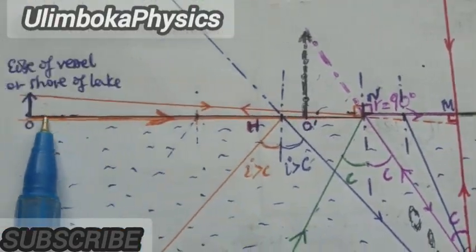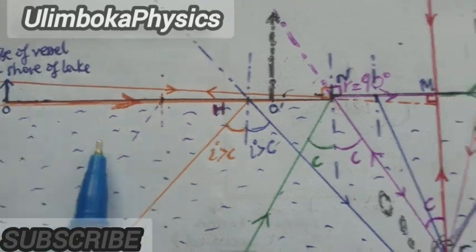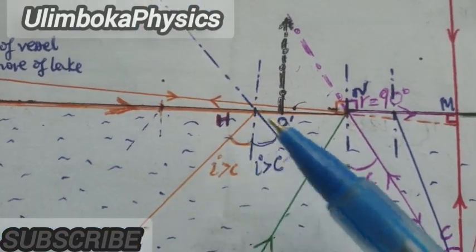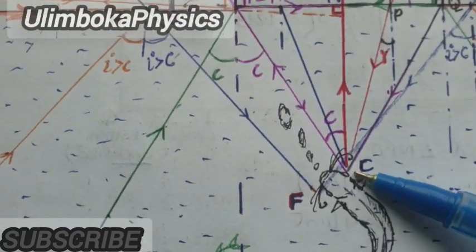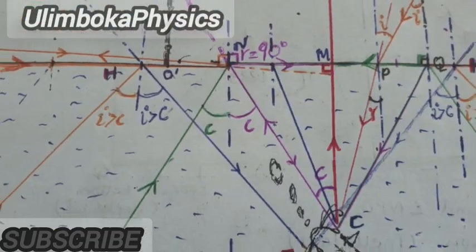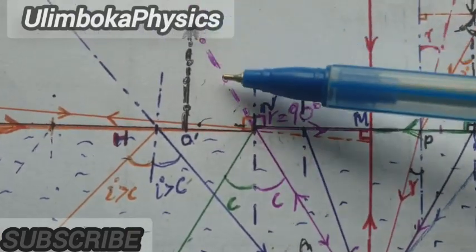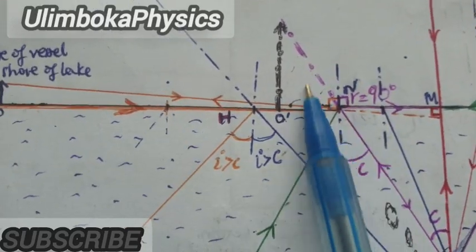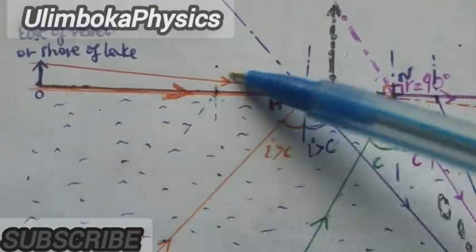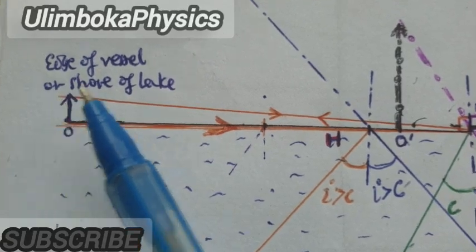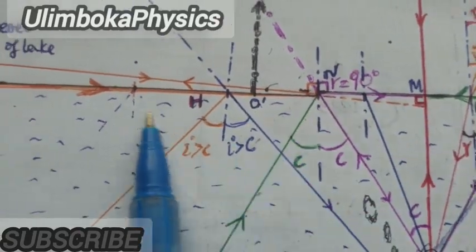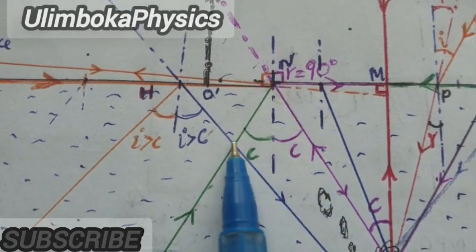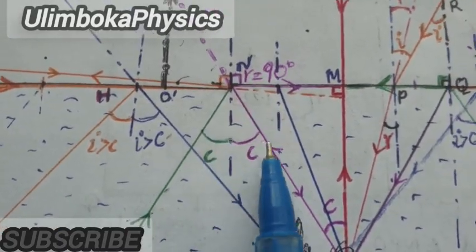The second case is when light from object T at the edge of this pond or lake is moving parallel to the surface and gets refracted at point N to the eyes of the fish C. This refracted ray is extended backwards, forming a visual image at point O dash. This visual image is somewhat larger, higher than the object. In this concept, the incident angle is equal to 90 degrees, and the refracted angle from the normal is equal to the critical angle.